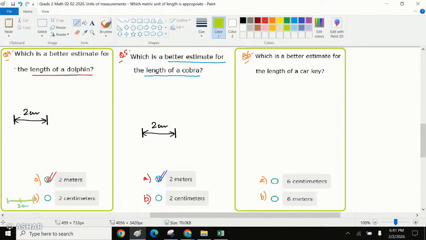Which is a better estimate for the length of a car key? See, we can say 2 meters is equal to the length of a car. A car key cannot be 3 times bigger than the car, right? It cannot be. Yes, thank you. Option A. This is not possible. Option A is the correct answer.